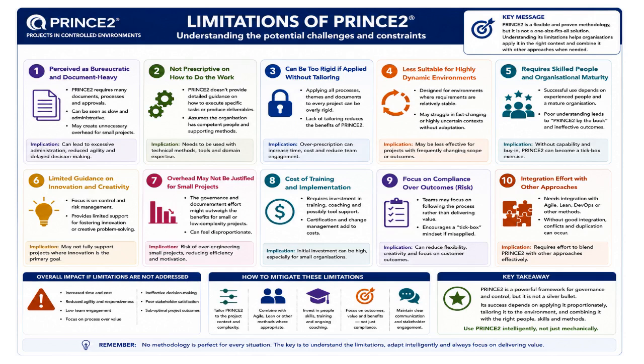The seventh limitation is that the overhead may not be justified for small projects. For very small or simple projects, the governance effort, reporting, and documentation requirements may outweigh the benefits. For example, using full PRINCE2 governance for a very small internal task could create unnecessary complexity and reduce efficiency. Again, tailoring is essential to ensure proportionality.